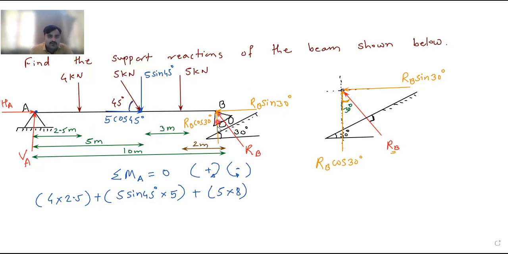Now RB cos 30 is remaining and the total distance is 10 meter. RB cos 30 is moving upward, so take it as upward and now rotate about the point. So it is moving in anti-clockwise direction, so it will be minus. So it is minus RB cos 30 into 10, which is equal to 0. Therefore, if you solve this equation, you will get the value of RB. Let me know the value quickly. Solve it now.